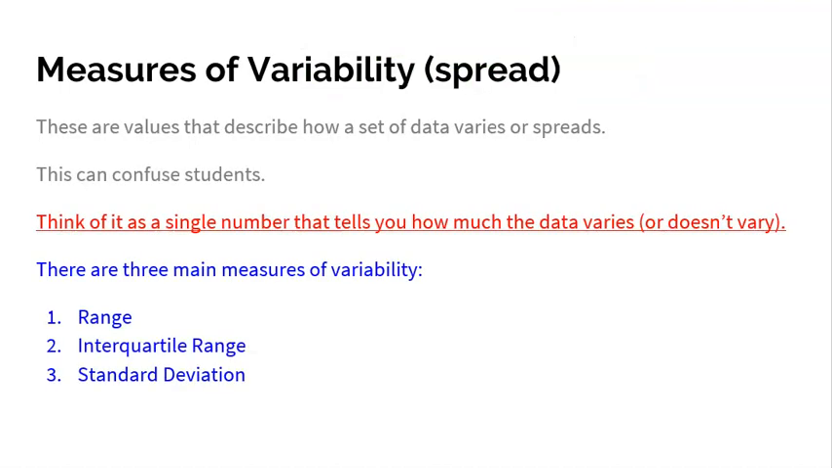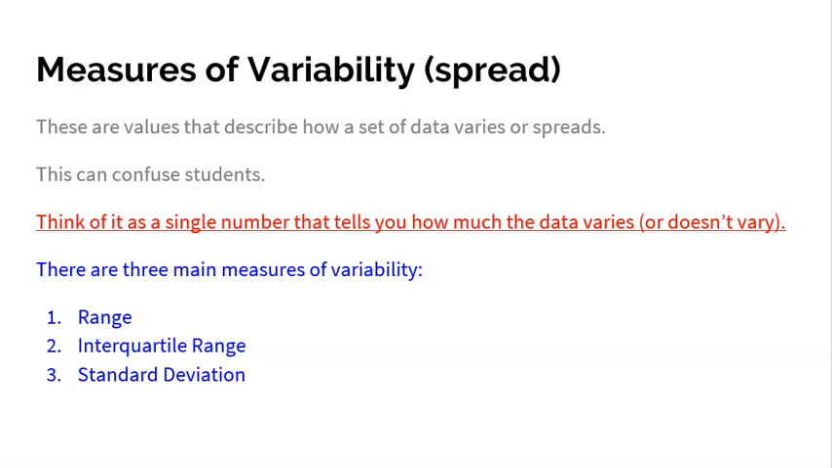All right, next up, we have some more statistics. Remember, these are all statistics because they're all numbers that come from our sample data. Next up, we're going to talk about measures of variability. These are values that measure spread. These are values that describe how a set of data varies or spreads. Sometimes this can confuse students because they're like, how can a number tell me that? Well, that's what I'm going to teach you right now. So think of it as a single number that tells you how much the data varies or doesn't vary.